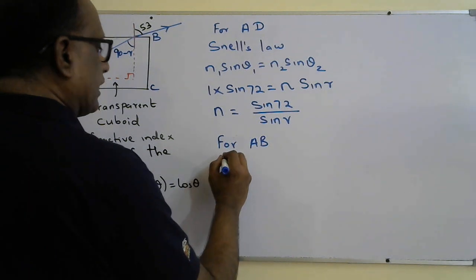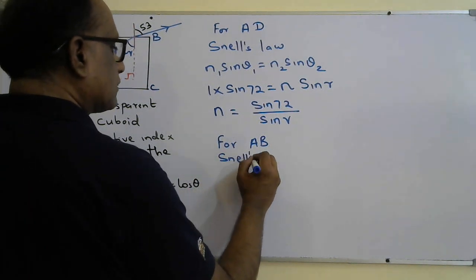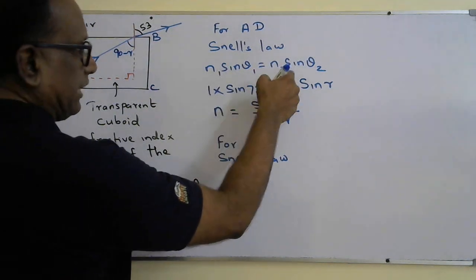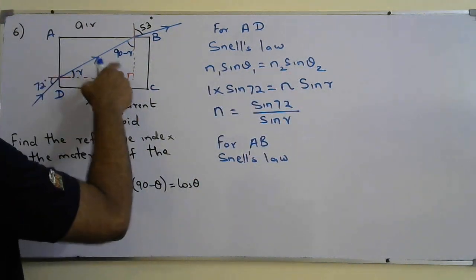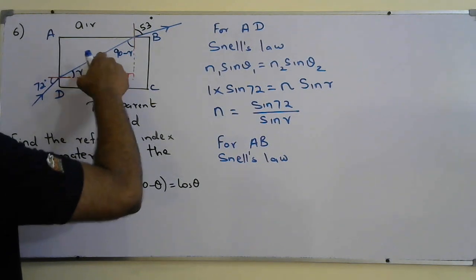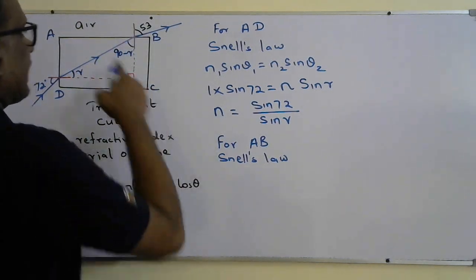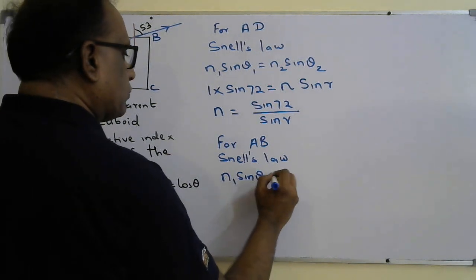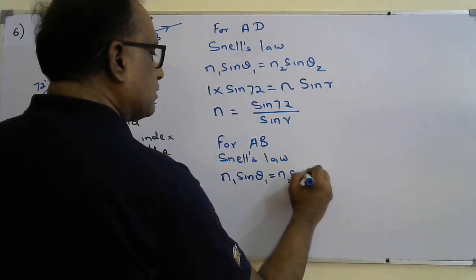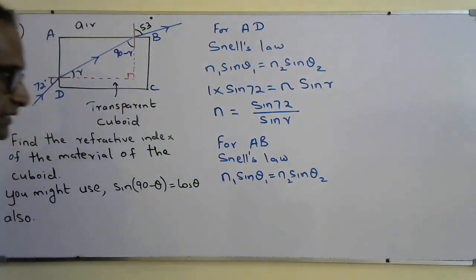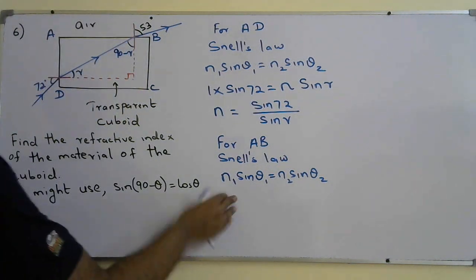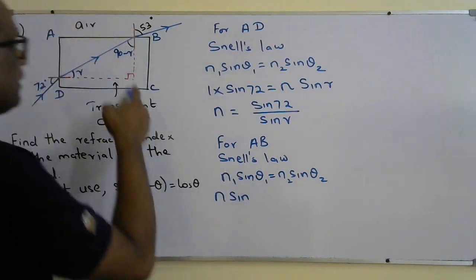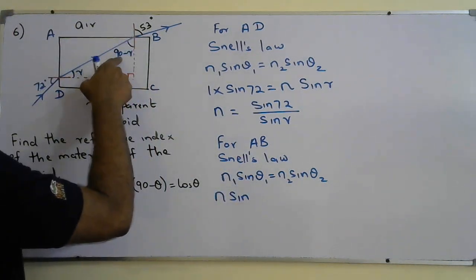If we use Snell's law again, n1 sine theta 1 equals n2 sine theta 2. n1 is inside the glass, light is going from here to here. Anyway, that's the general equation. n1 means I'll take the medium inside the glass, that is n sine theta 1, with the normal, that is 90 minus r.